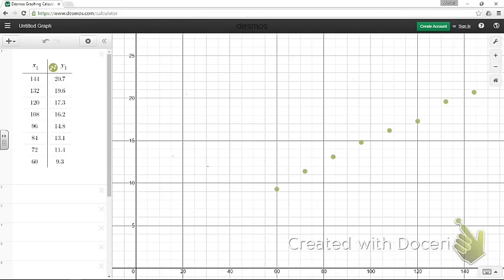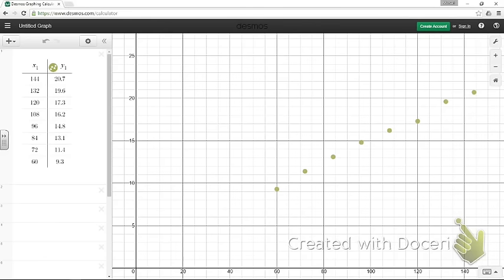Let me get rid of that. So that's the scatter plot. You can tell the form is linear, definitely. Strength is strong because the points are pretty tightly knit together. You can kind of see the line. It's going to be positive as far as direction goes, and there are no outliers.